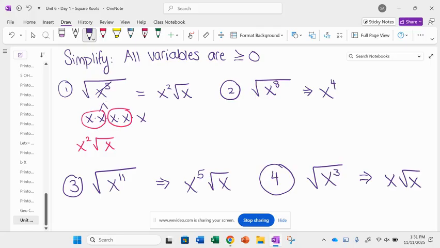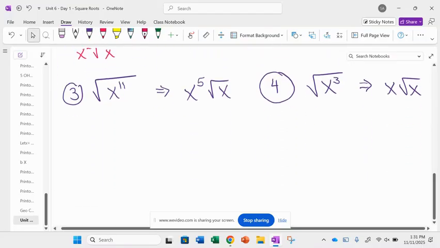For all variables being above 0, is that just for the entire unit, so we'll never have to do it? Yes. Okay, let's keep going.